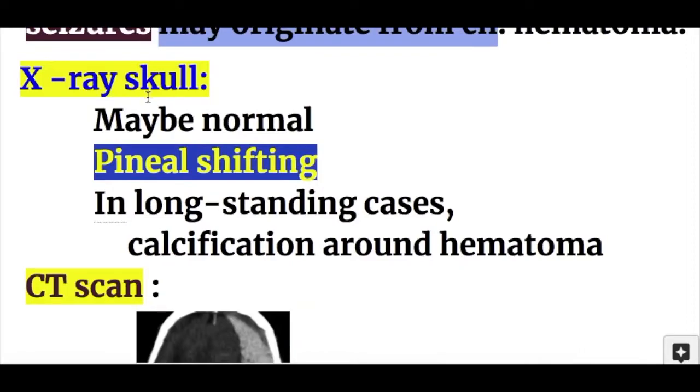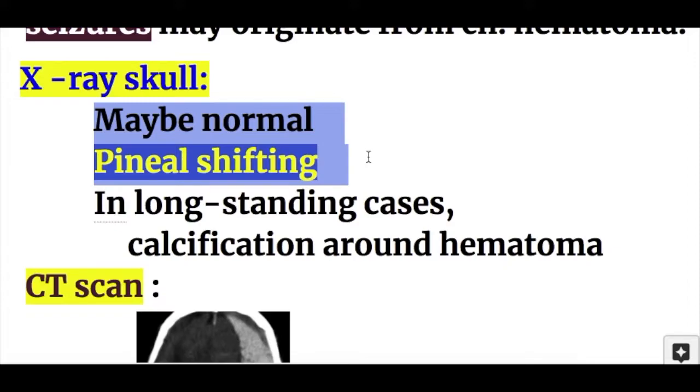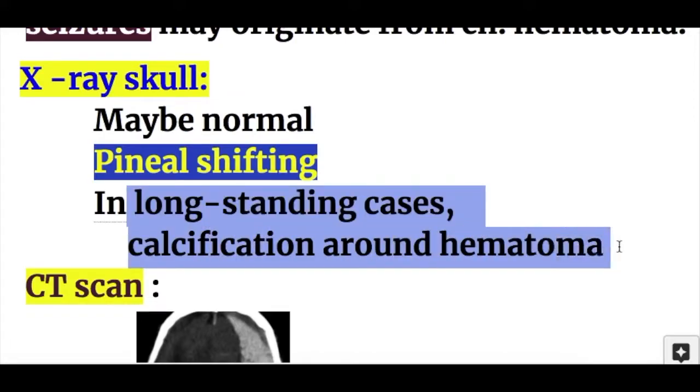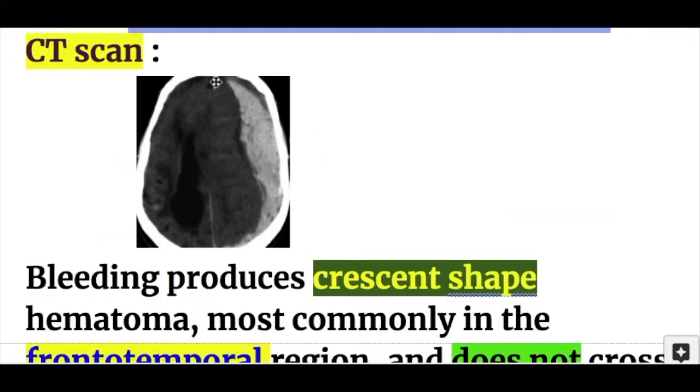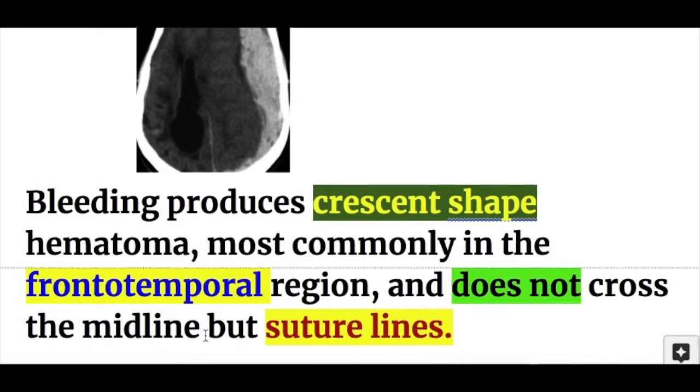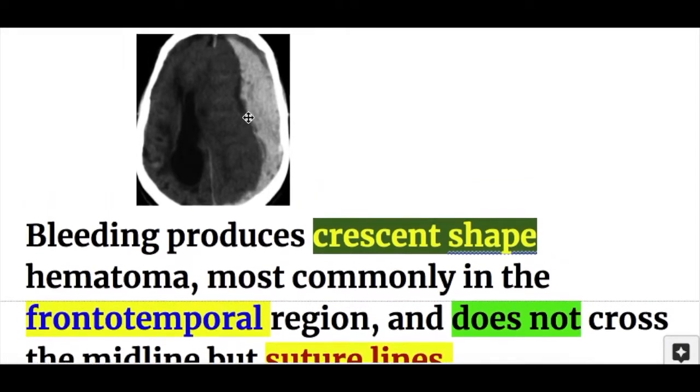site. In the investigation, X-ray skull may be normal in subdural hematoma, or there may be pineal gland shifting due to pressure and mass effect, and in long-standing cases there is calcification around the hematoma in chronic subdural hematoma. Now CT scan. Bleeding produces a crescent-shaped hematoma, most commonly in the frontotemporal region, and that does not cross the midline but it crosses the suture line. See here, the bleeding does not cross the midline, but it is crossing the sutures, and it's crescent shaped, and most commonly in the frontotemporal region.